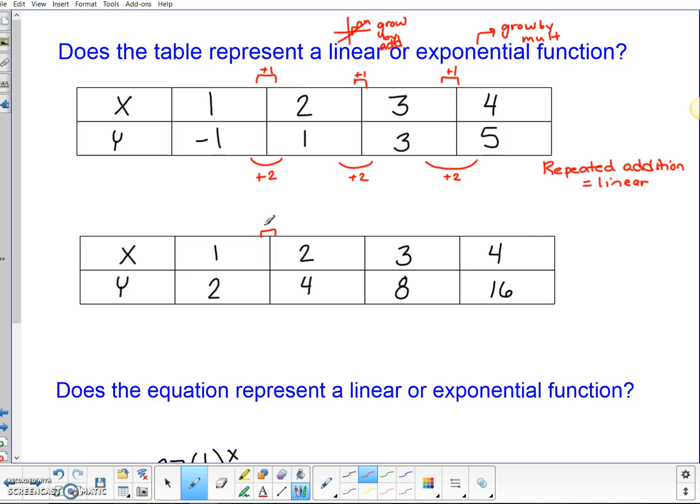Here, if I look, my x values are consistently going up by 1s, so this is good. I can compare my function now. And if I look at my y's, here it looks like I added 2, but here I definitely didn't add 2, so adding can't be the pattern. 2 to 4 works by multiplying by 2, and 4 to 8 works by multiplying by 2, and 8 to 16 works by multiplying by 2. So this pattern is showing repeated multiplication, and that tells me it's an exponential function.